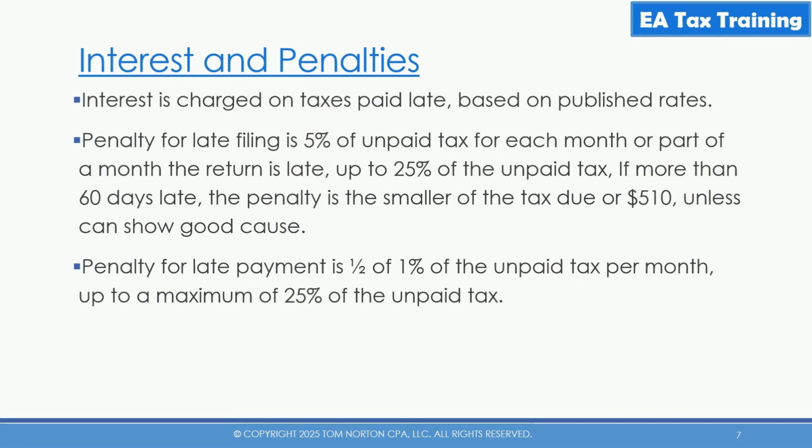The late filing penalty, much like individuals, is 5% of the unpaid tax for each month or part of a month, up to 25% of the unpaid tax in total. If it's more than 60 days late, then the penalty is the smaller of the tax due or $510 unless you can show good cause. And the penalty for late payment, much like individuals, is 0.5% of the unpaid tax per month, up to a maximum of 25% of the unpaid tax.